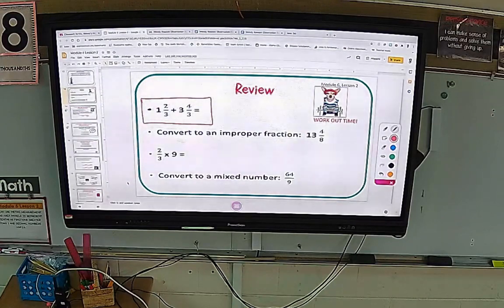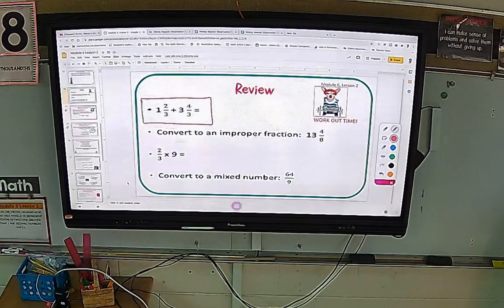Guys, I need you to double check your answer. Because if you just add up the whole numbers and then you just add up the fractions, it looks like you already have this pretty little mixed number. Be careful that mixed number doesn't have an improper fraction inside of it. Okay? The fraction in that mixed number can't be improper. Okay? So what would we do here?